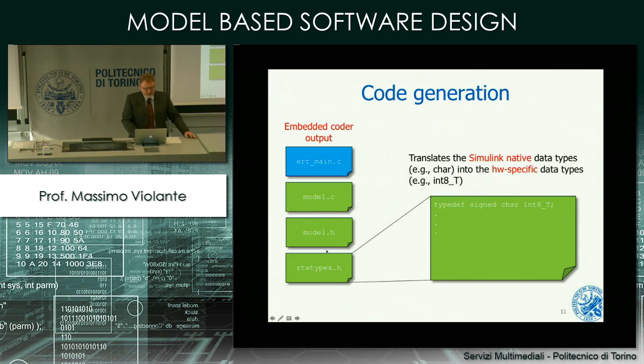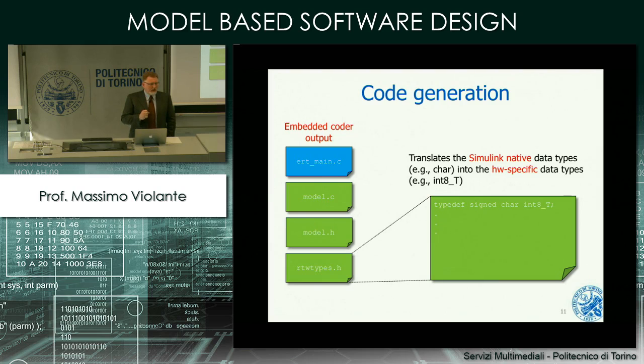Then rtwtypes is the include file that maps the data types that are native in Simulink on the hardware-specific data types. Here you can see an example. Char is one of the data types that are native in Simulink. Our code will make use of char. This is because the code is generated starting from Simulink. So in Simulink, you design your schematics, you select the properties of the different objects, for example, of the different inputs, and one of these is char data type.